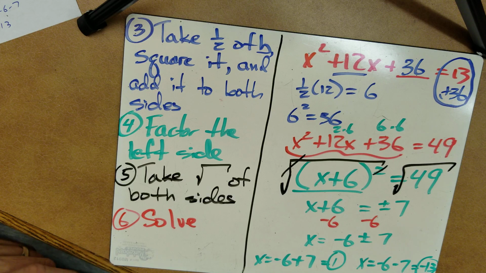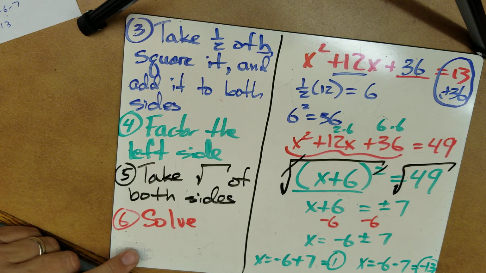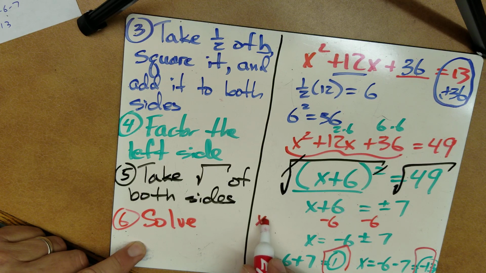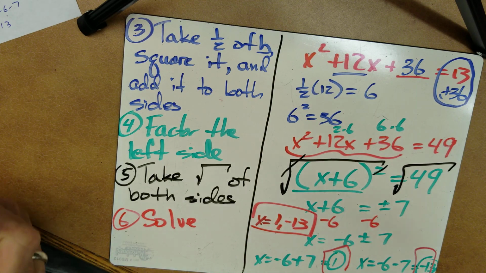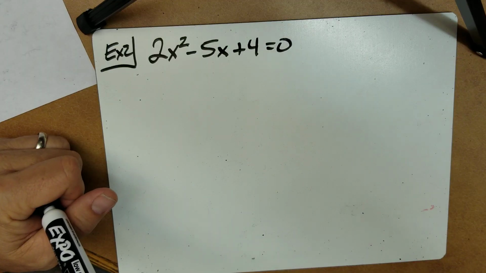Here are my two answers right here and right here. I can write them here. x equals 1 and negative 13. These are the roots, the solutions, and the x-intercepts. Take a look at them.